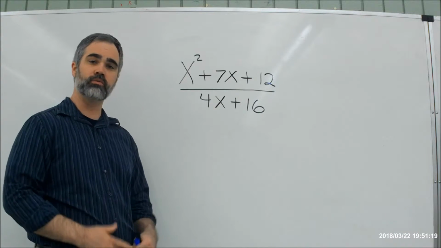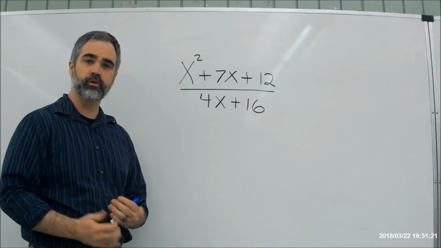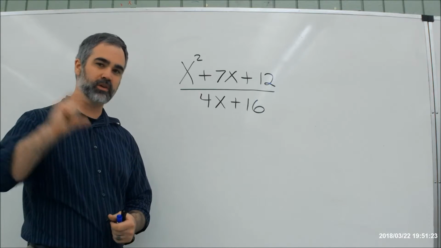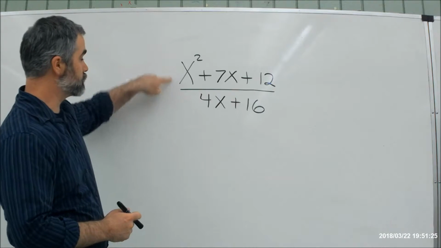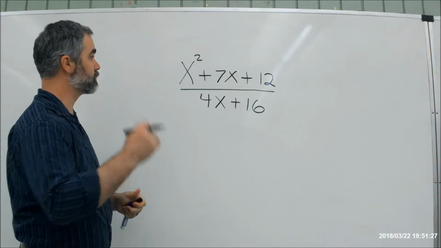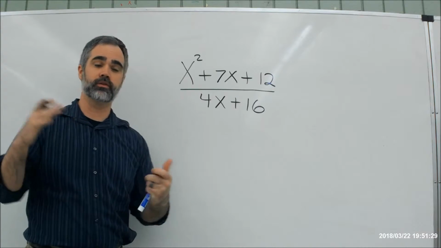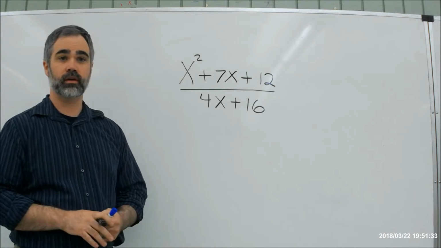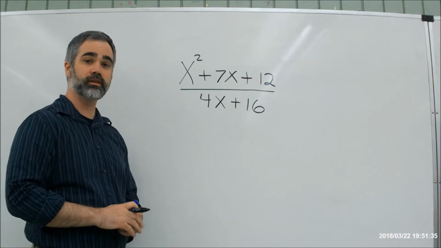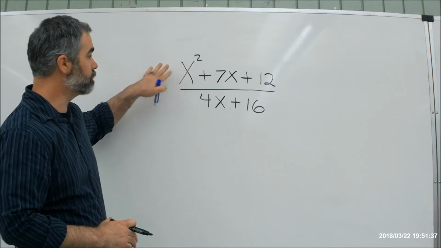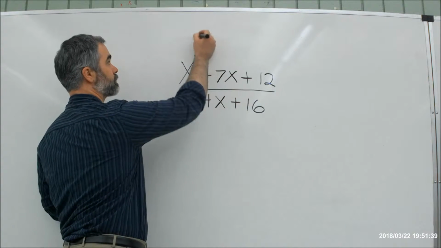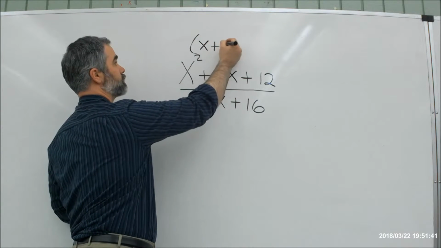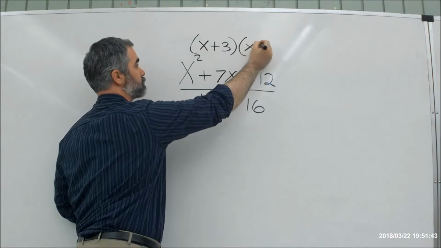What we want to do is factor everything in order to look for those big 1s, because big 1s will cancel out. So what we can do here is factor the top. If you want to look at some other videos that I've posted, you'll see some primers and a whole series of videos on factoring. But hopefully you remember how to factor this. It gives you x plus 3 and x plus 4.